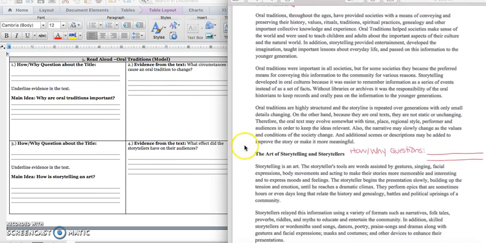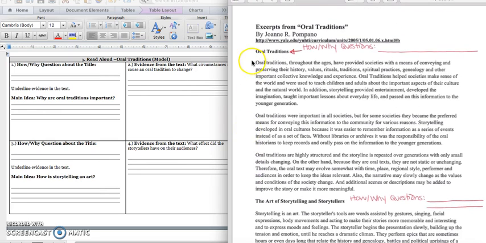And so this last paragraph tells us how oral traditions change over time because the person telling the story changes, and they add in or take away their own details. Okay, we can stop right there, and we're going to go back and look at the things that we underlined in order to answer this question, why are oral traditions important?